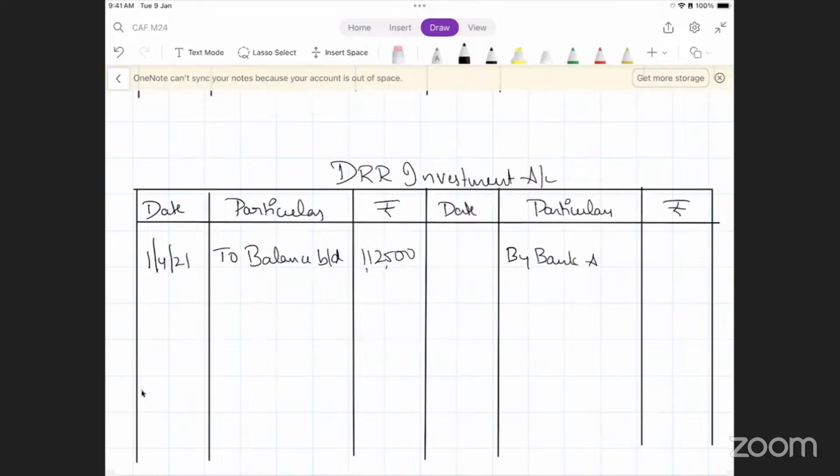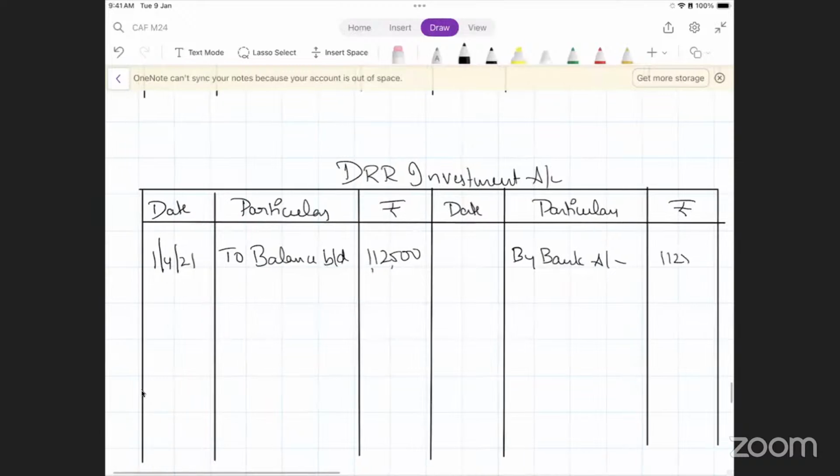So the entry is bank account debit to DRR investment account. We're selling off these investments at par. So par value is written.